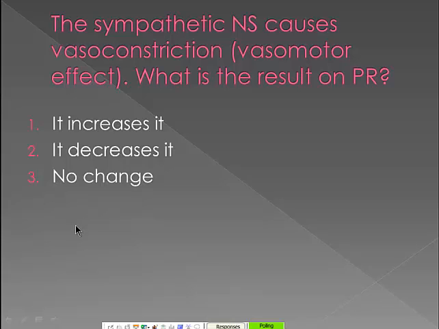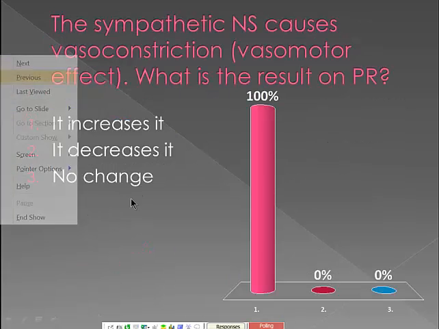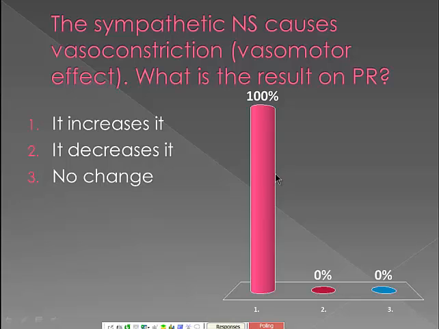And this question: the sympathetic nervous system causes vasoconstriction through the vasomotor center, which has only connections with the sympathetic nervous system. So what will be the result on peripheral resistance? Very good. Excellent. Yes, it will increase it because vasoconstriction means the vessel is becoming more narrow. So most of the blood now is in contact with the vessel wall, and that increases peripheral resistance.